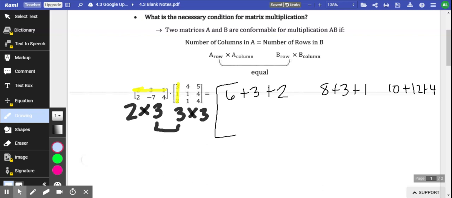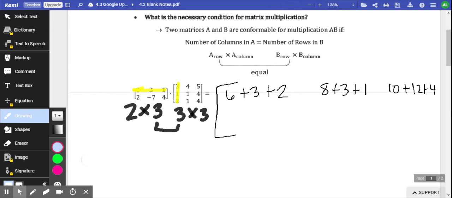So it's a little bit more complicated than what we did before, but it's not terribly complicated. It just takes a little bit more thinking. Now that we have the first row done, we're going to move to the second row. So we have 2, -7, and 4. We're going to do the same thing. We're going to take this row and multiply it by the first column, the second column, and the third column.